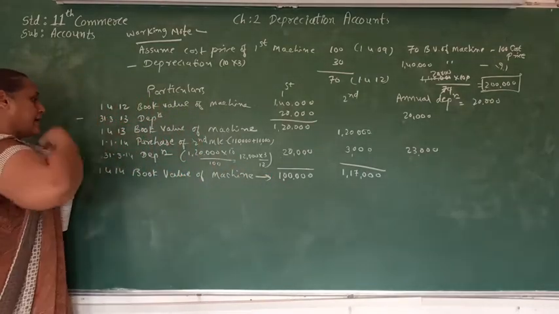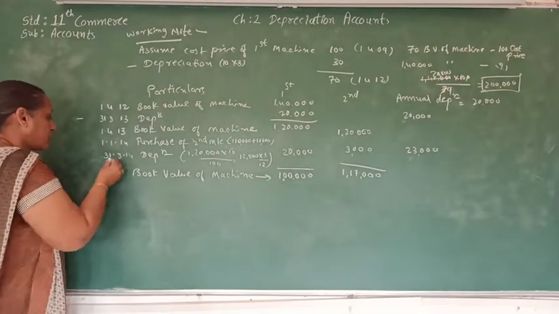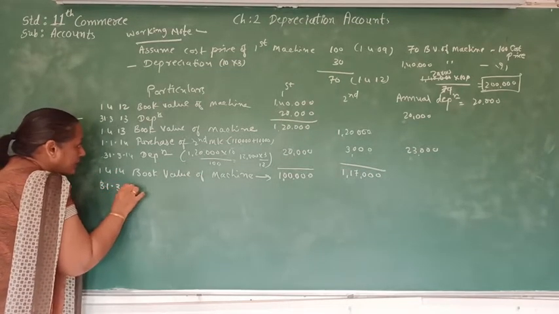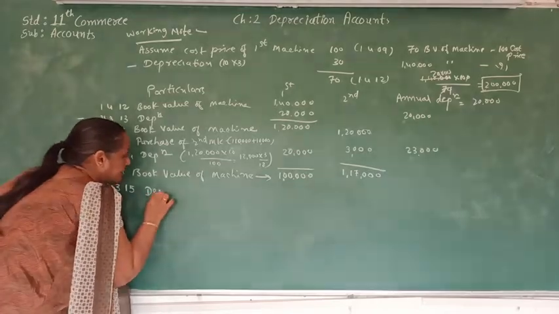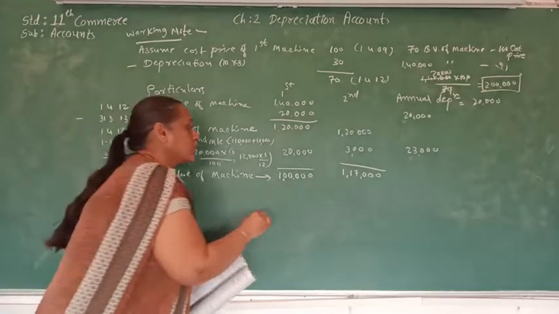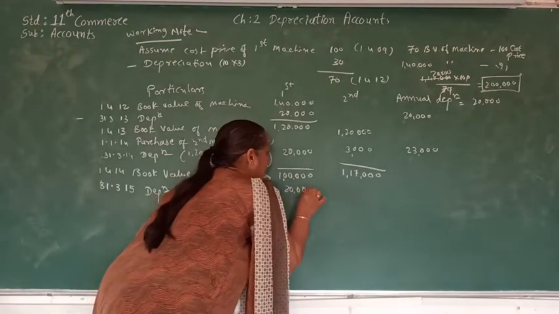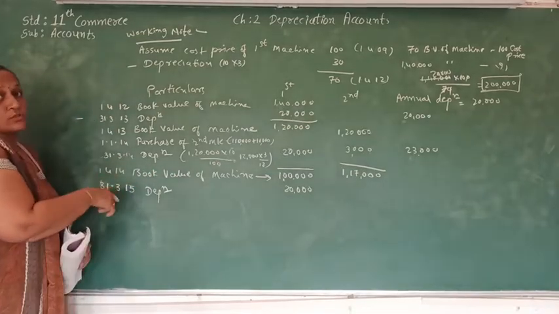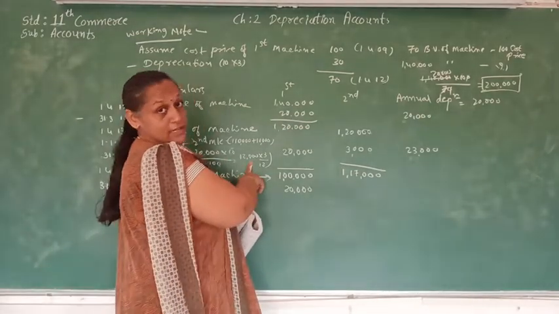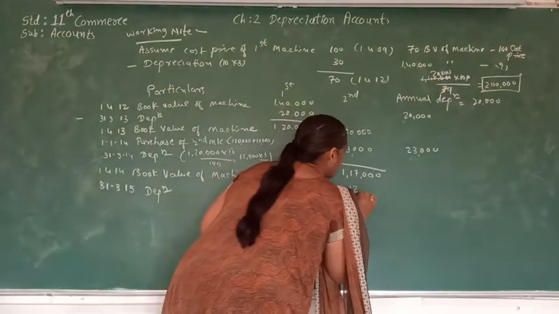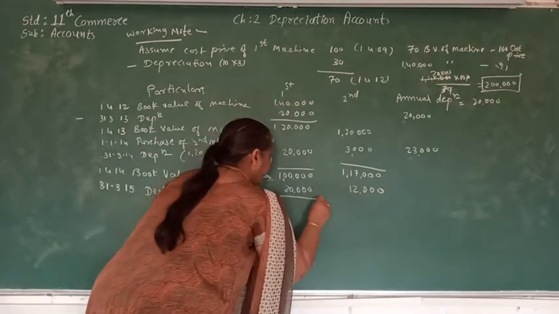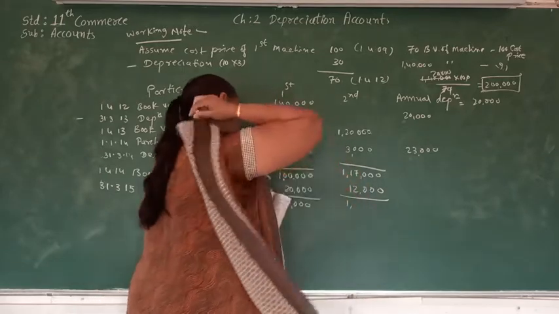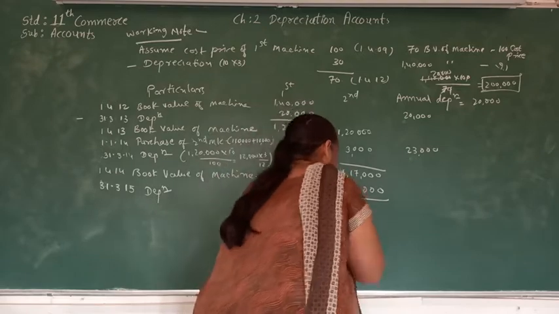Now at the end of the third year, that year will be ending on 31/3/15, and depreciation for the first machine, as we know, is 20,000, and for the second machine we already calculated it was 12,000, as the second machine is used the whole year. So we have to provide a depreciation for the whole year, and it will be 12,000. Here, as we know, it is the 80,000 book value, and here it is 1,05,000.